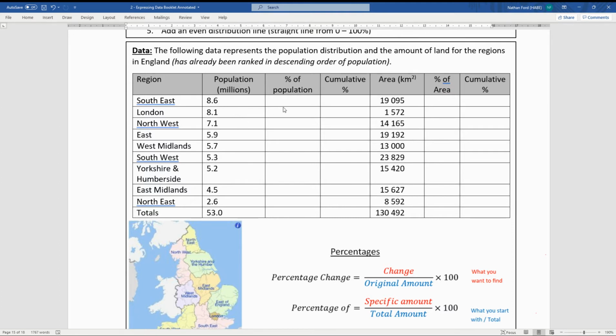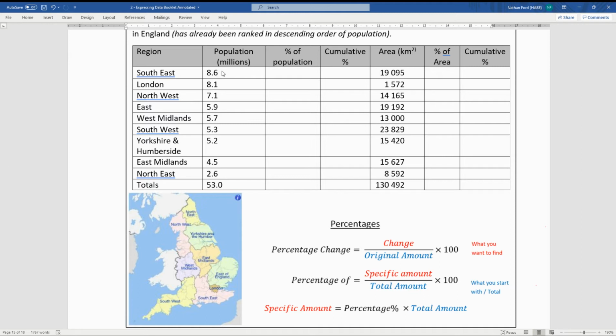Now let's have a look. The first one, we need to find the percentage. What's the percentage of the population in the southeast? There's 8.6 million and the total is 53, so the percentage of the population will be 8.6 over 53 times 100. Put that into a calculator and I get 16%. Next one, 8.1 over 53 times 100 is 15%. And I do that for each of these.